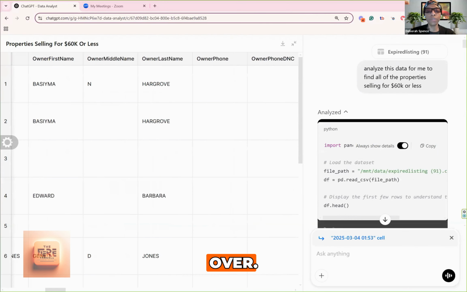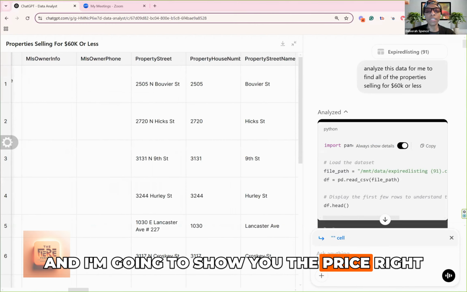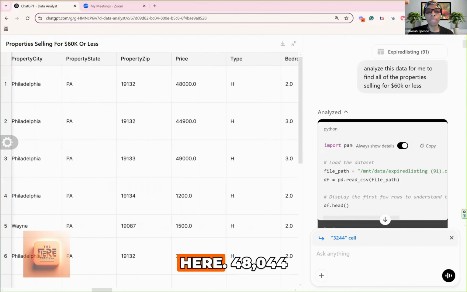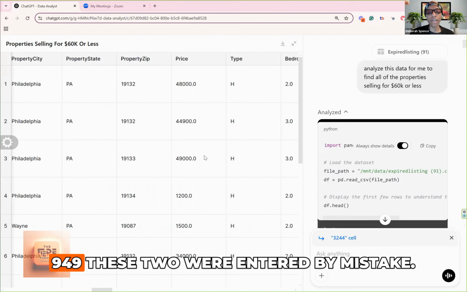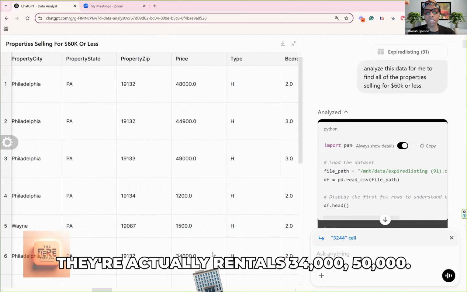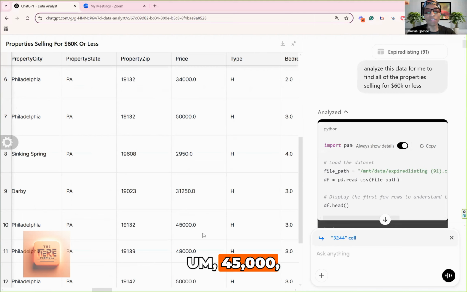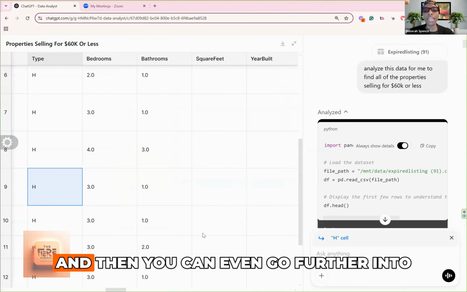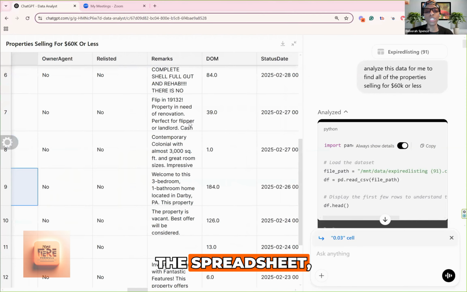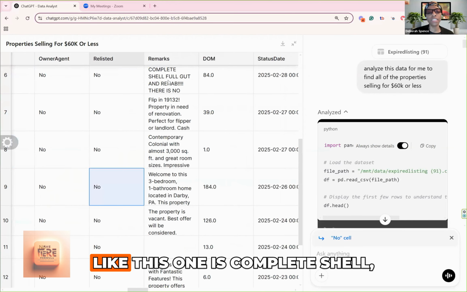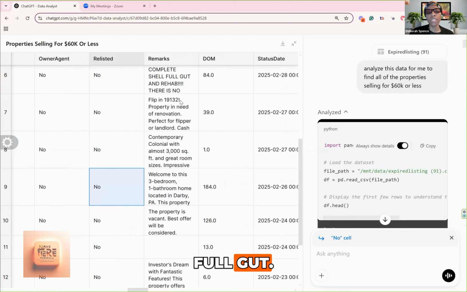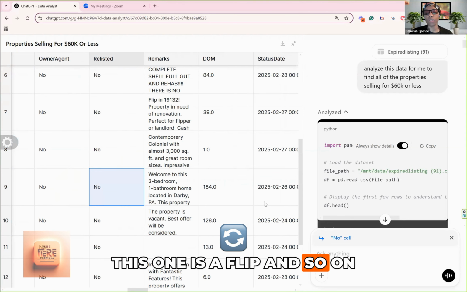And you scoot over and I'm going to show you the price right here. 48,000, 44,900, 49. These two were entered by mistake. They're actually rentals. 34,000, 50,000. That's another rental. Some people don't know how to upload stuff to the MLS. 31,000, 45,000, 48, 50, and so forth. And then you can even go further into the spreadsheet, and some of them will tell you what's needed. Like this one's a complete shell, full gut. This one's a flip, and so on.